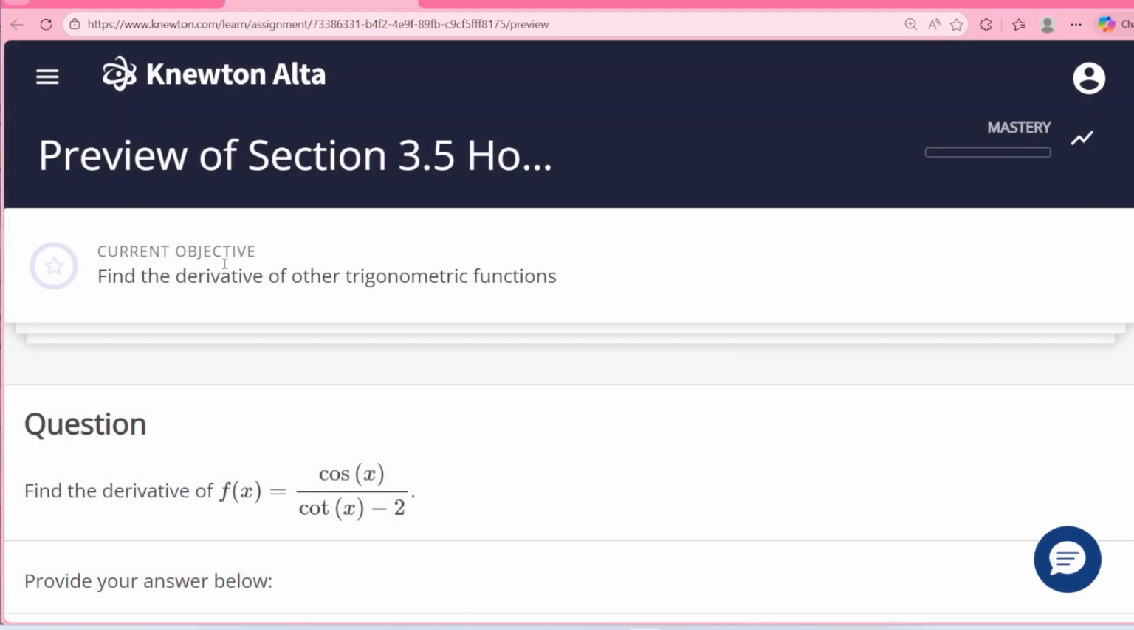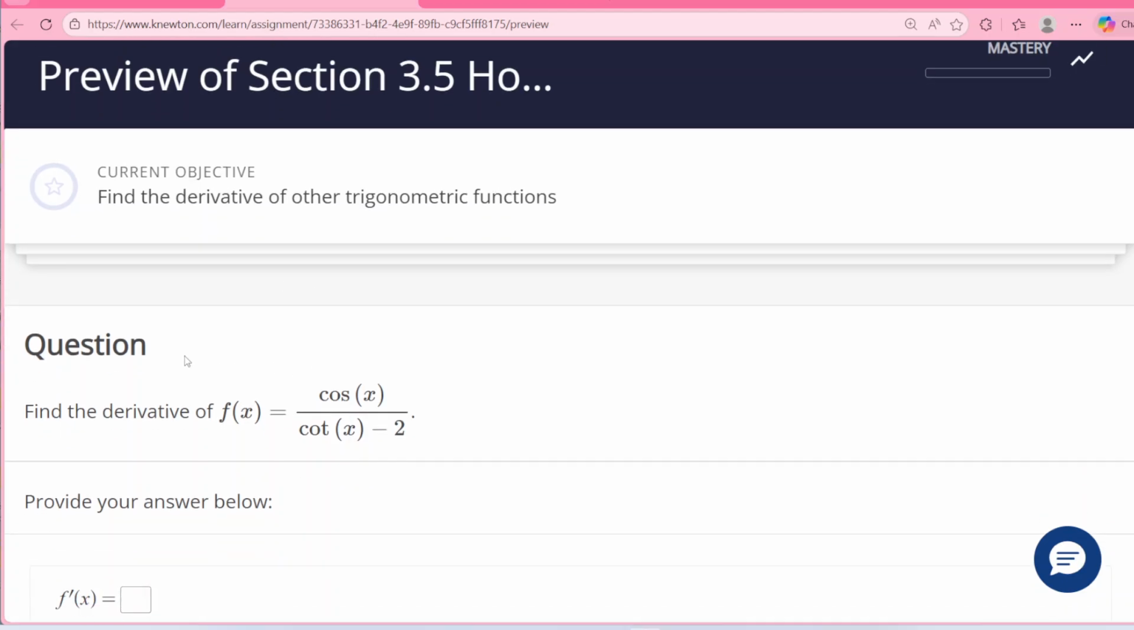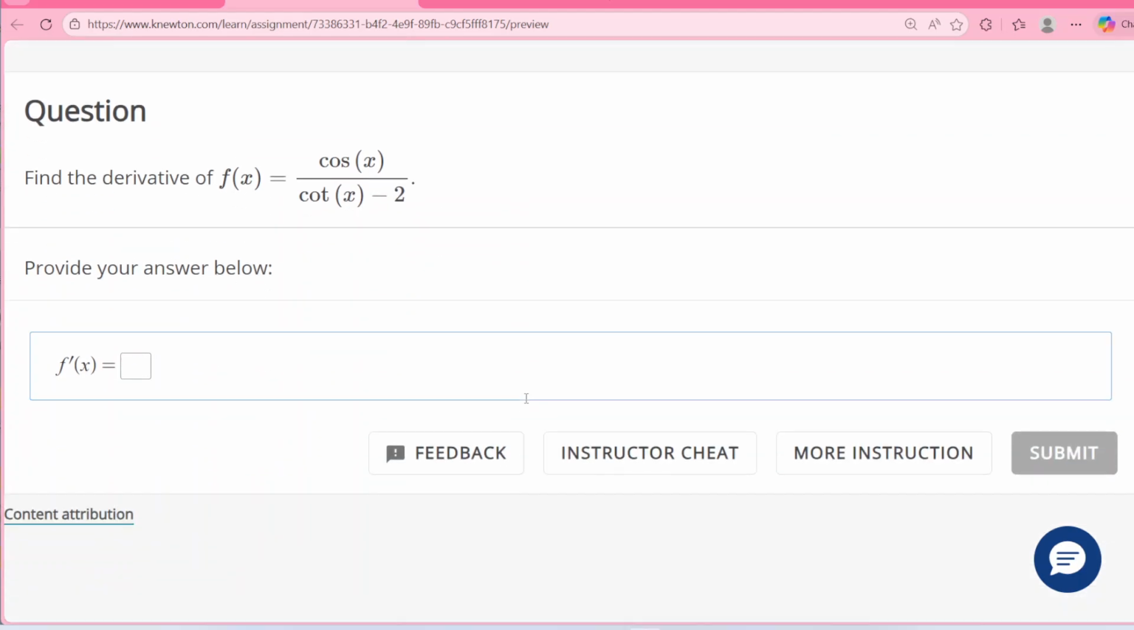Then you have your current objective, a question related to that current objective. And at the bottom of every question, you should see a feedback button. So if you notice any typographical errors in the question or the answer explanations after the question, send some feedback directly to Knewton's support. And hopefully they'll get back to you pretty quickly and help you fix whatever issue needs fixing.